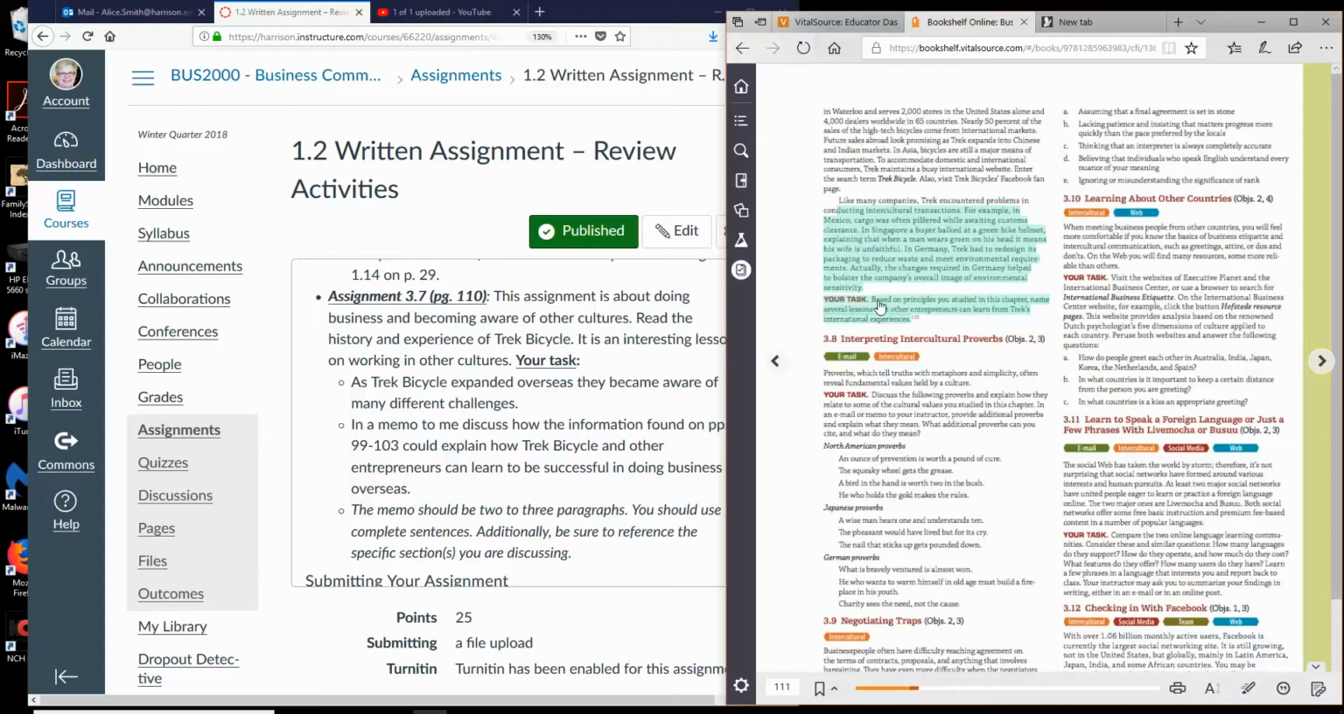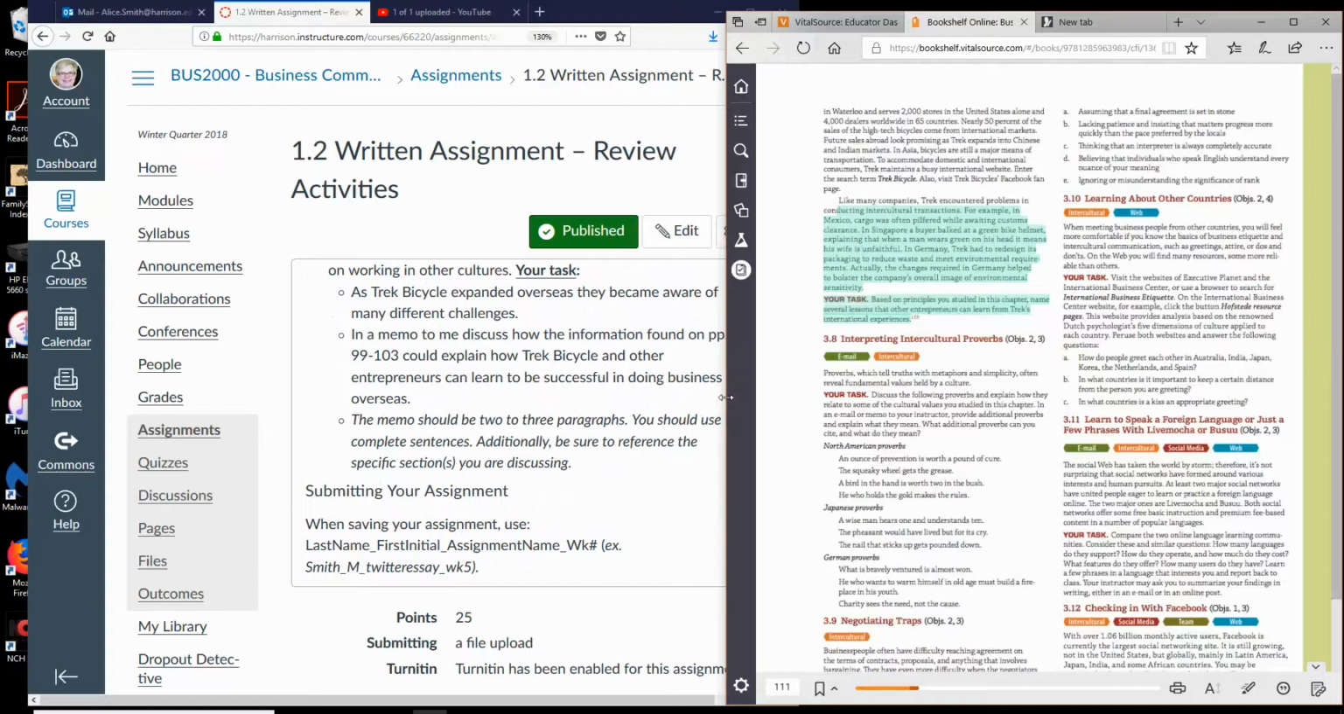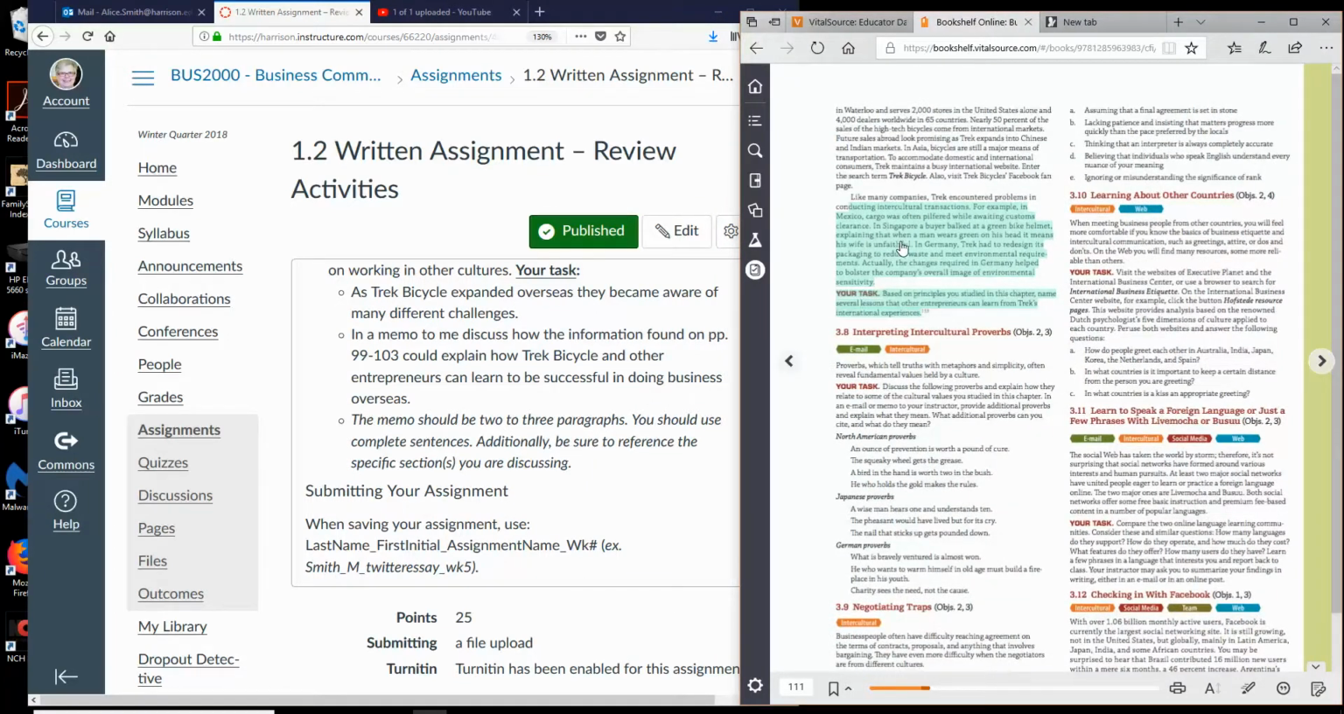So here it says your task, based on the principles you studied in this chapter, name several lessons that other entrepreneurs can learn from Trek's national and international experiences. You would have had to see what the rest of chapter 3 is about. We're going to go see about it in a minute.